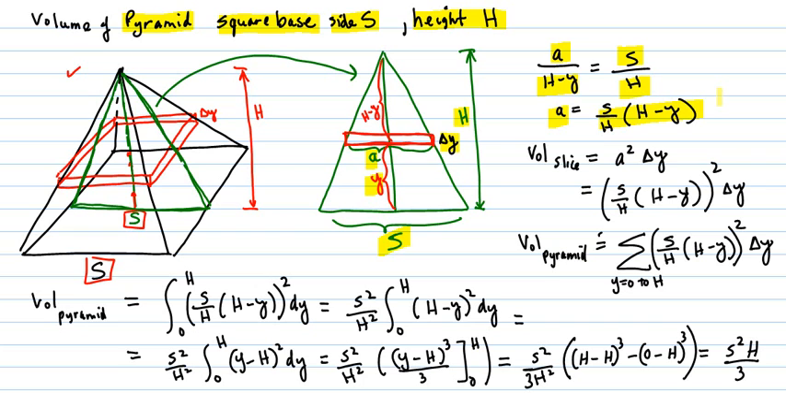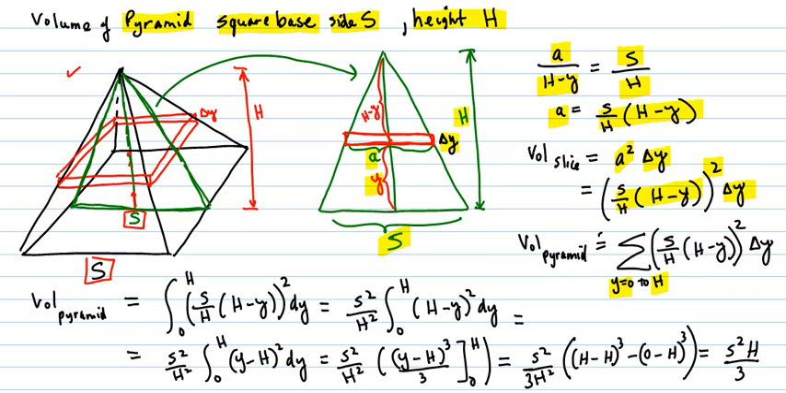So the volume of a slice, that red slice, is a squared, because it is a square, times the height of that rectangular box, which is delta y. But we substitute in what a is, and we get this expression. So the volume of the pyramid is going to be summing all the slices up as y goes from the bottom up to the top at h. And here's our expression.